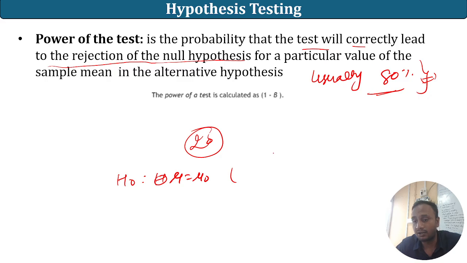Whenever we get a statistic, we are not going to accept the null hypothesis. We'll say we don't have enough evidence, so that we are not going to reject the null hypothesis. We will not say that we are going to accept the hypothesis.